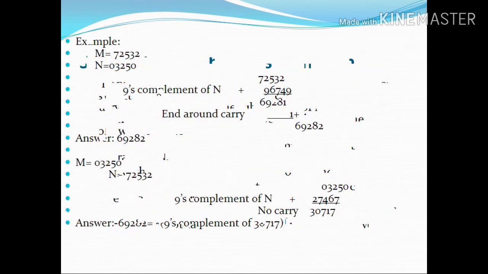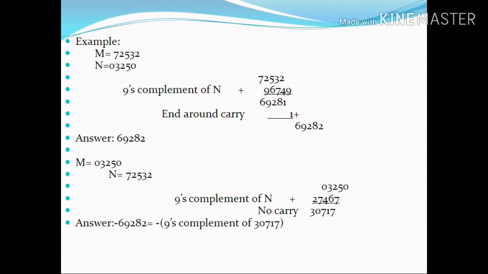Now let's take the example, m equal to 72532, n equal to 03250. So r's complement means m will come intact and we are taking just the opposite of n, that is 0 should be 9, 5 means 4, obviously, because the 9 is there, that means 1 borrow should come here. This way if we proceed, we are getting 96749.